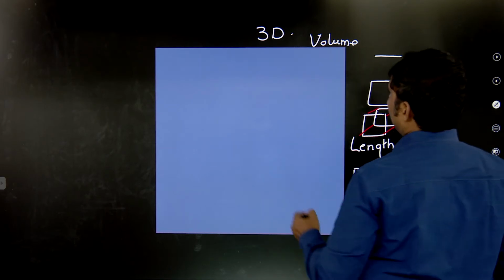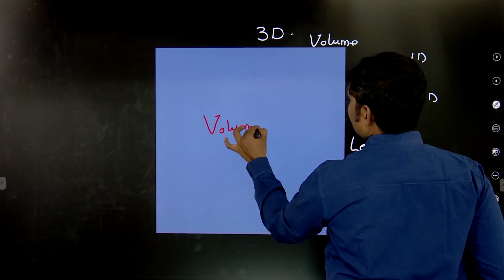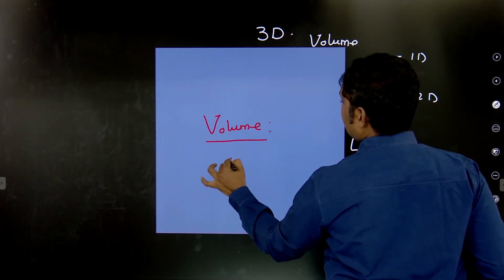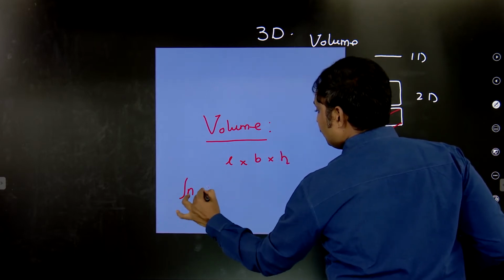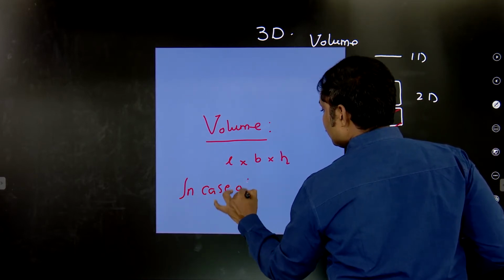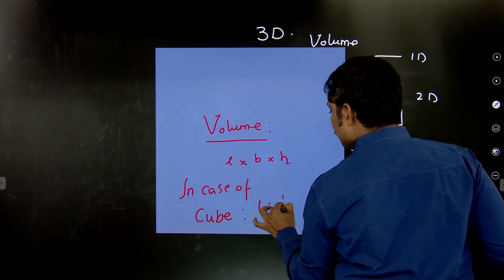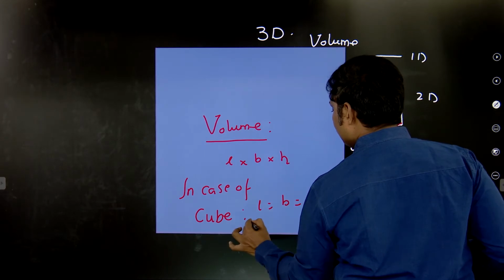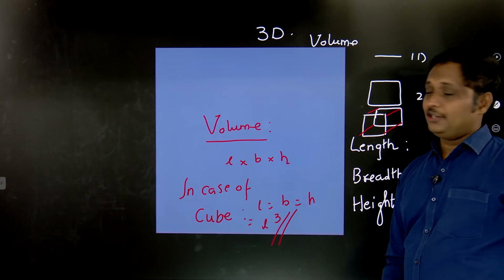You can easily find that the volume is length into breadth into height. In case of a cube, L is equal to B is equal to H, so it's going to be L cube. It's very clear. We can easily find that.